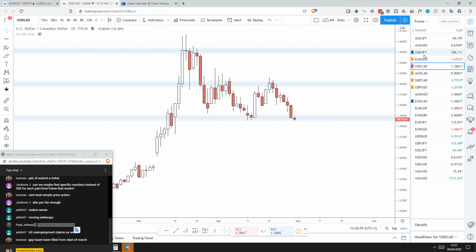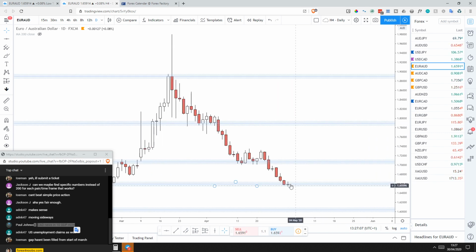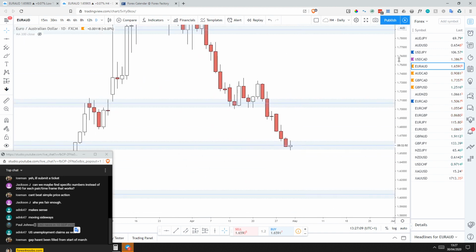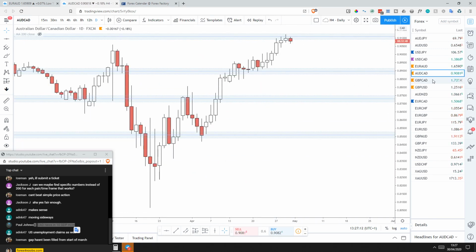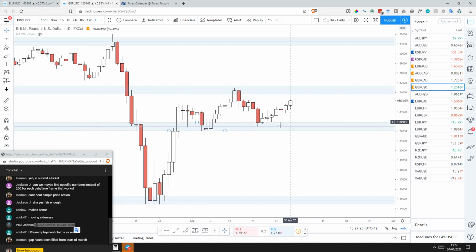Right, and on the daily, things are a little bit more interesting. We have EURAUD potential long from price stalling out on this support area here. AUDCAD potential short. GBPCAD, nothing really here. We just want price to kind of fall into the support area, which it's not there yet. And GBPUSD, we want price to push up and hit resistance. So yeah, guys, that's pretty much it for the analysis.